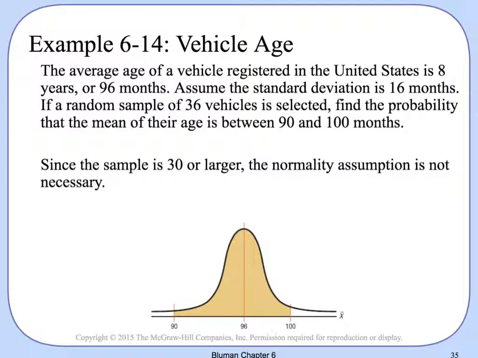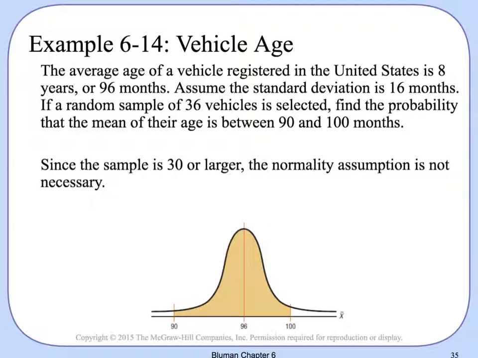Okay, so here's one more problem for you here. Vehicle age. The average vehicle registered is 8 years or 96 months. Assume a standard deviation is 16 months. If a random sample of 36 vehicles is selected, find the probability that it's between 90 and 100. Okay, so if we take a sample of 36, what's the chance that the average age is going to be between those 2 months? Okay, why are they doing it in months instead of years? Because years are pretty vague, so months are a little more accurate, right?